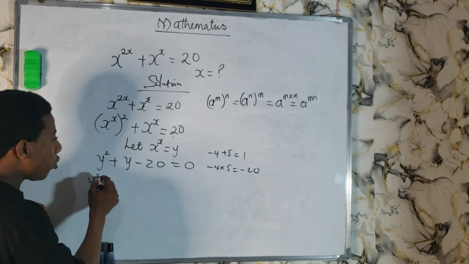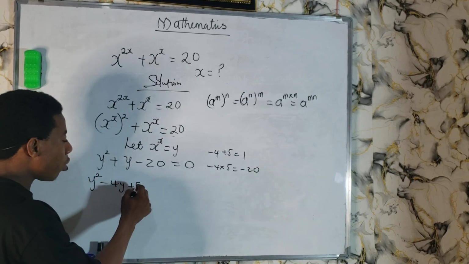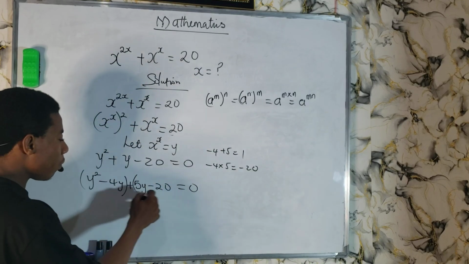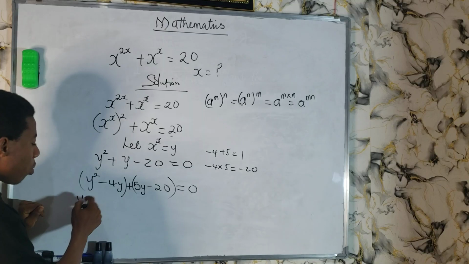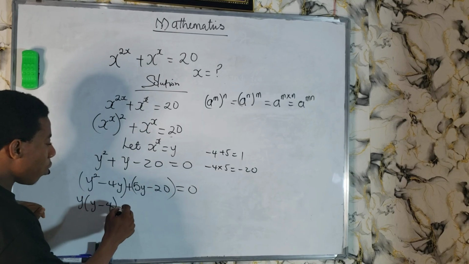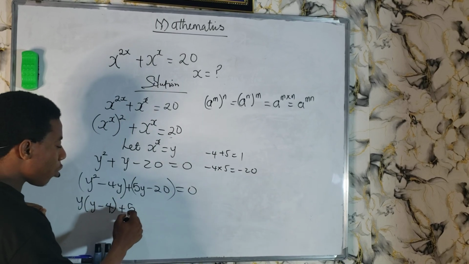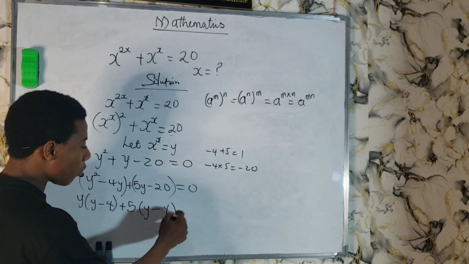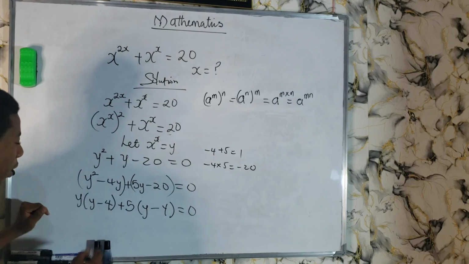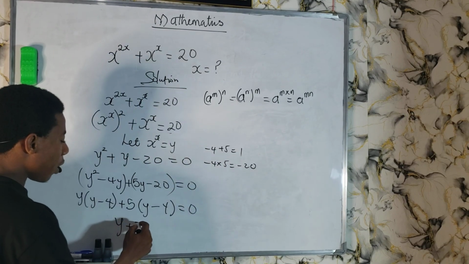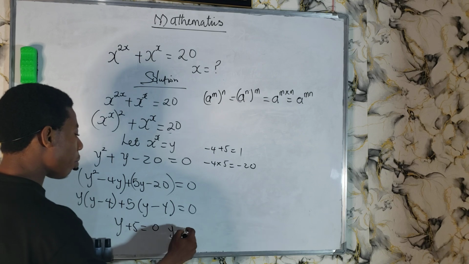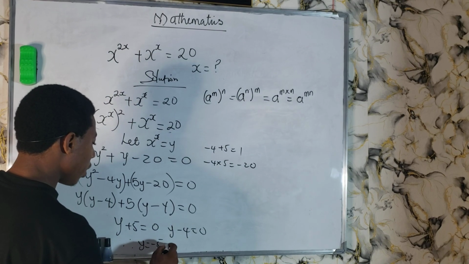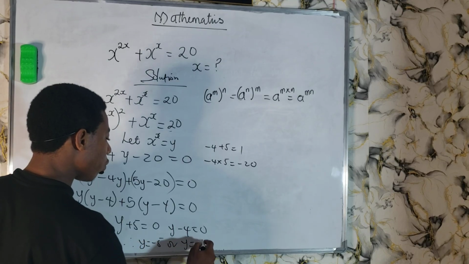So we now have y squared minus 4y plus 5y minus 20 equals 0. And I'll group this. So what is common? y is common in y minus 4, plus, what is common here, 5 is common, into y minus 4. Plus times minus is minus; 5 goes into 20 four times, right? Equals 0. So the factors are y plus 5 equals 0 and y minus 4 equals 0. Therefore y equals negative 5 or y equals positive 4.